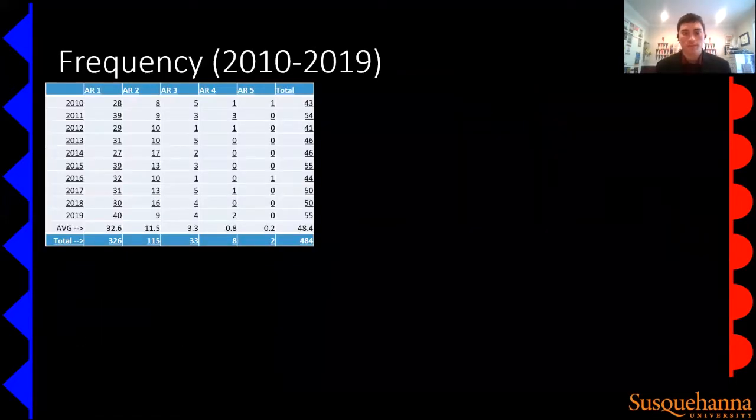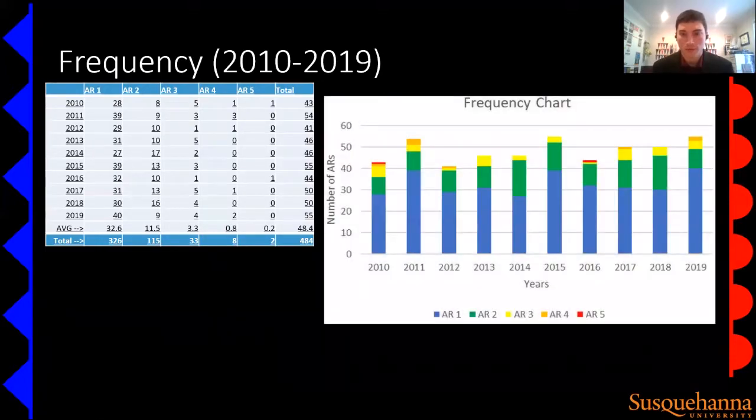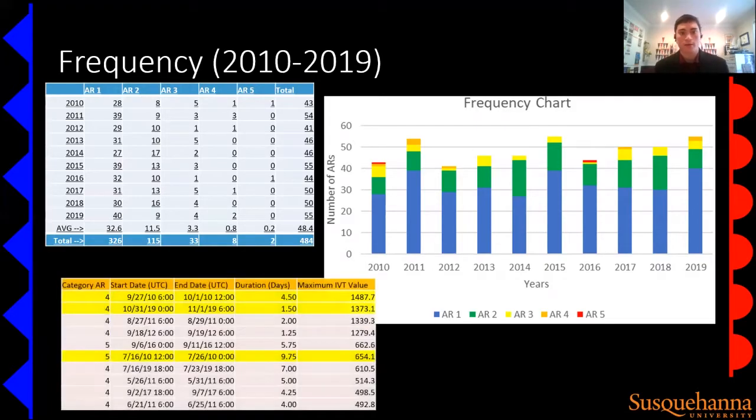And so here's a frequency table. And in better form, here it is in a bar chart. As you can see, AR1s and AR2s are most frequent, and that's good. They usually bring a healthy amount of rain to the area. And this table below shows all AR4s and AR5s that occur in the 2010 to 2019 period.